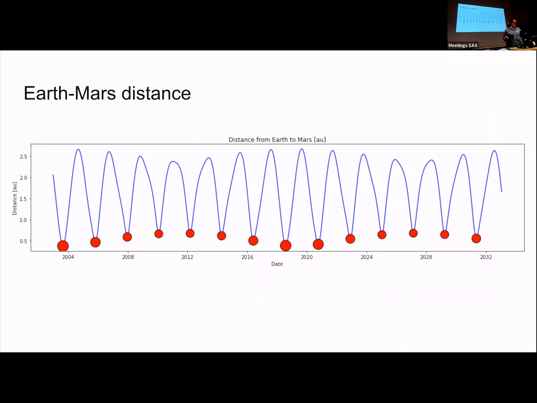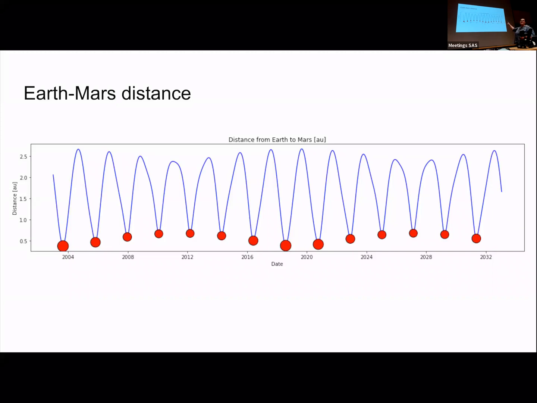So first thing I did is I plotted the distance between Earth and Mars for about 30 years worth of cycles. And at the bottom, when Mars is the closest to Earth, I've put these red dots. And you can see when Mars is closer to Earth at those opposition moments where the red dots are, Mars will appear a little bit larger than it will when it's a little further away.